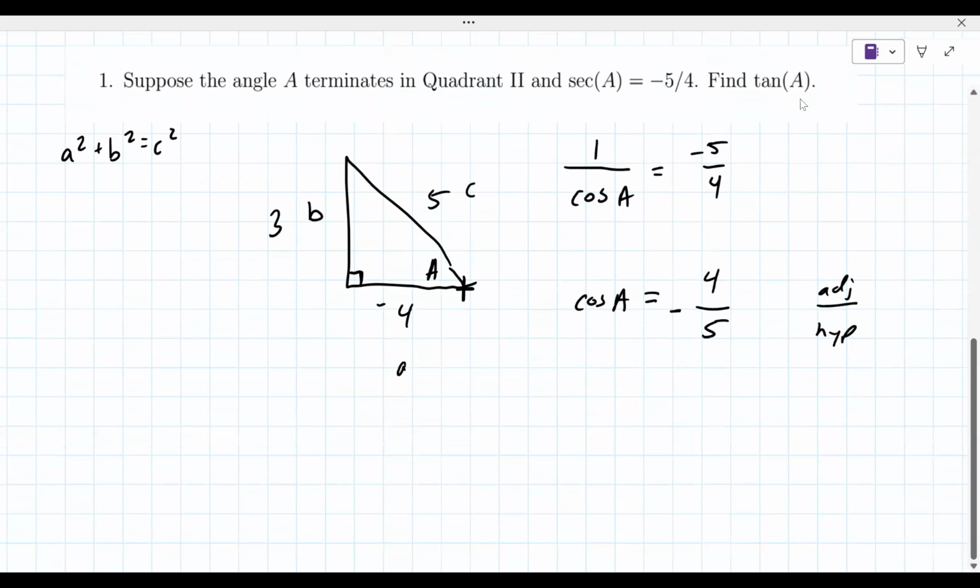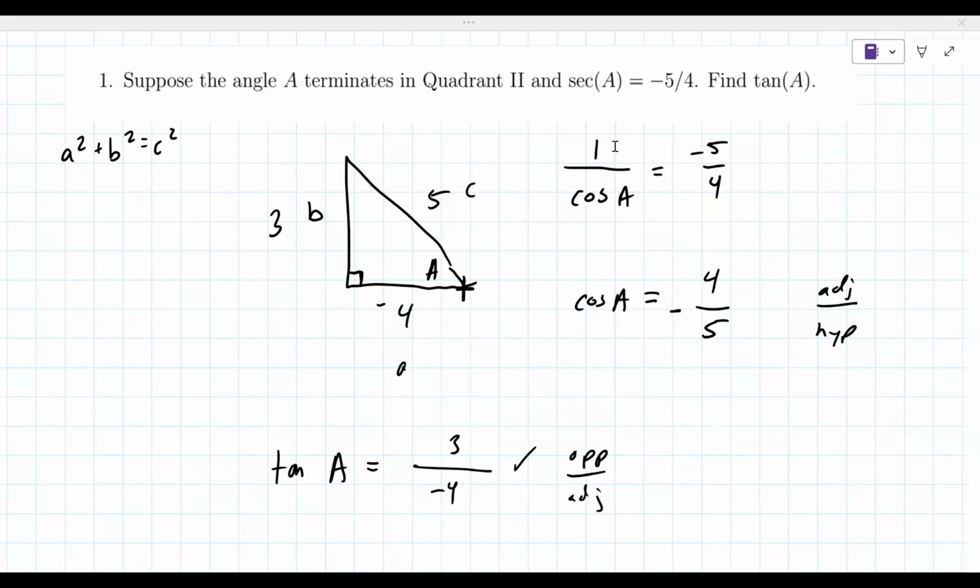So this problem could actually ask you for a lot of things. It could ask you for cotangent of A, tangent of A, anything really. It's just asking for tangent of A, which is opposite over adjacent, 3 over -4. There's your answer. Okay. Any questions, thoughts on that? Nope, I think I am good.